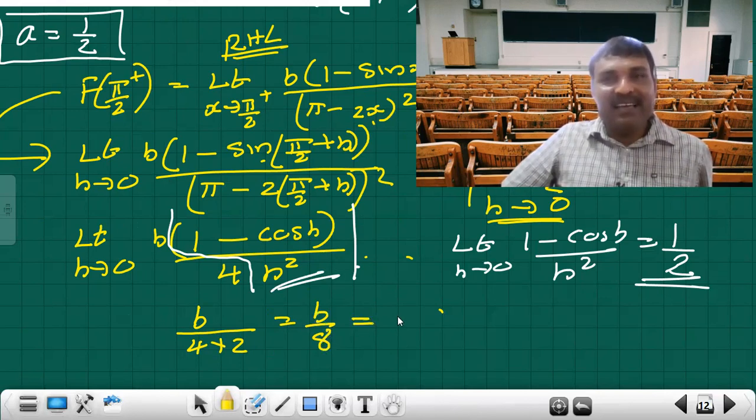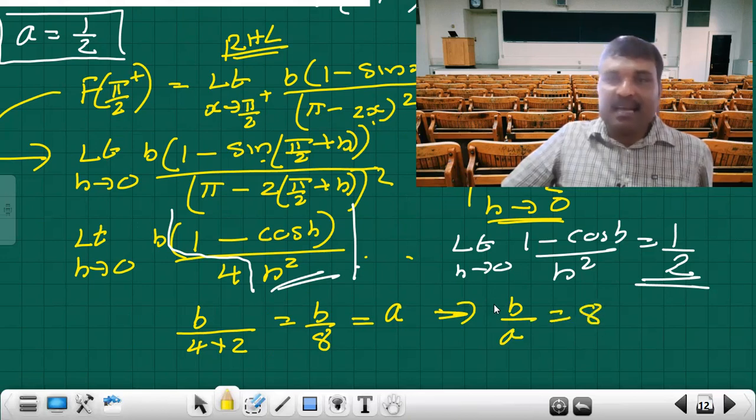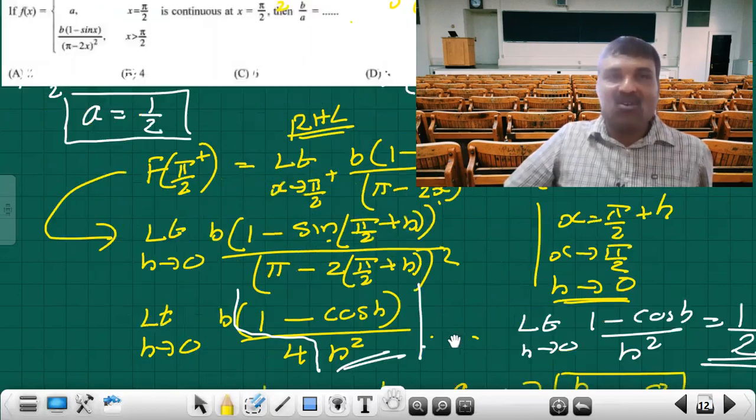That is again equal to the left hand limit, or the value of f of pi by 2, so this is equal to a. So what is b by a? b by a is given as 8. This ratio is 8. So what is the option?